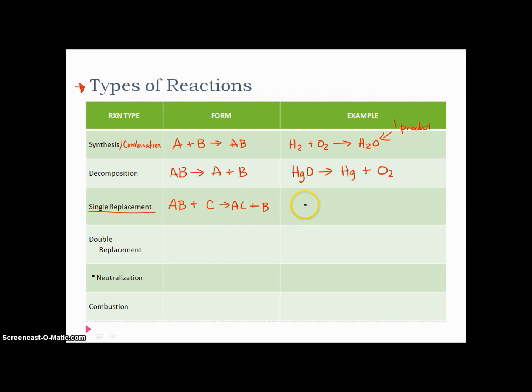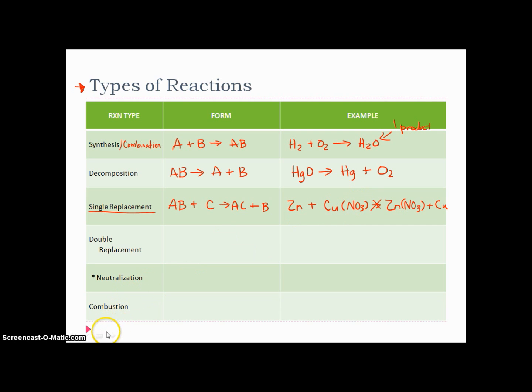An example of a single replacement would be zinc plus copper nitrate. Zinc is more reactive than copper, so it actually kicks copper out, and it becomes zinc nitrate plus copper by itself. Sometimes this will not occur. If this element by itself is less reactive than this element, then there will be no reaction.